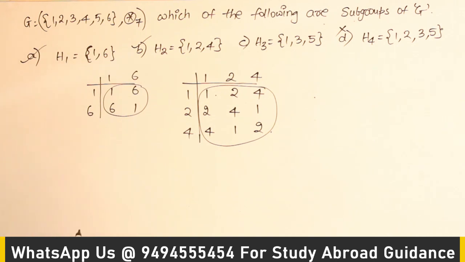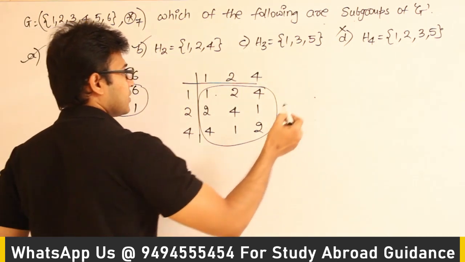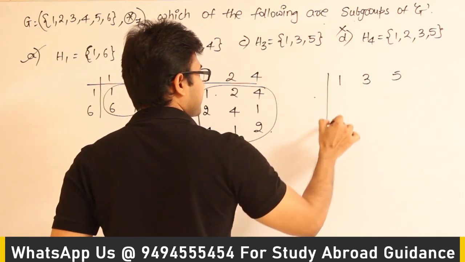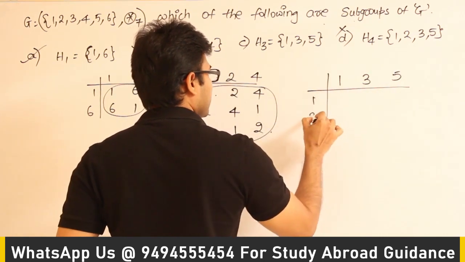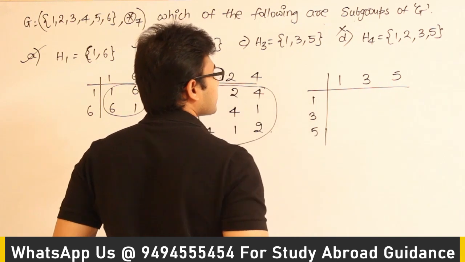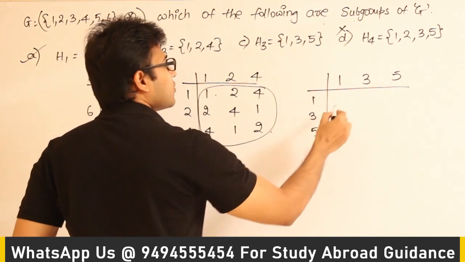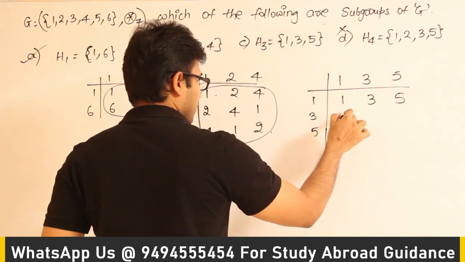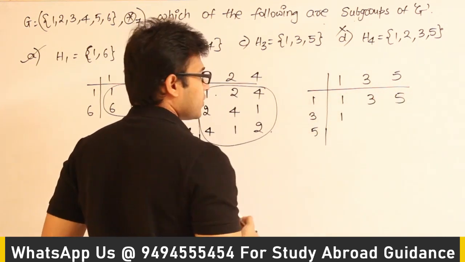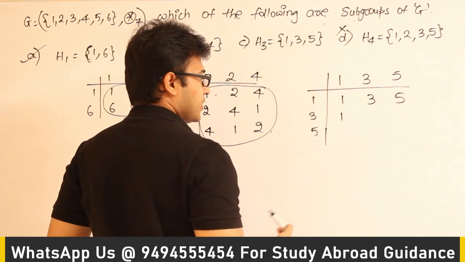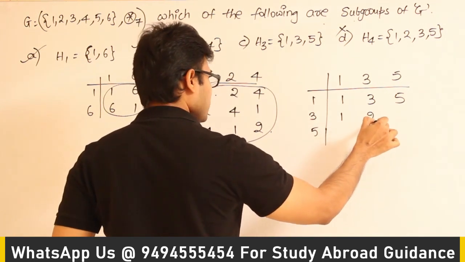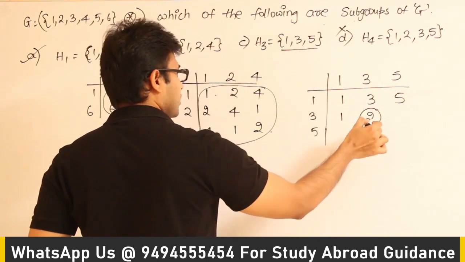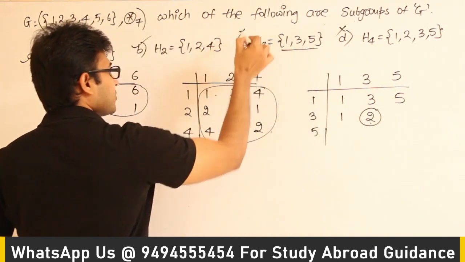A and B both are subgroups. Now let's see about this one. 1, 3, 5. Right? So what is it? 1 into 1 is 1, and 3 into 1 is 3. And what about 3 into 3? 9. 9 when you divide with 7, the remainder is going to be 2. But 2 is not present in the set. Therefore, it is not closed. So it is not a subgroup.